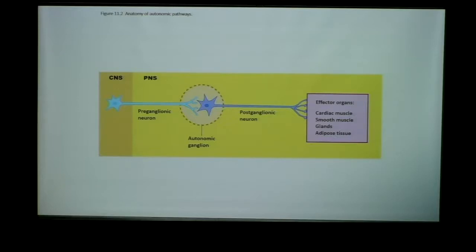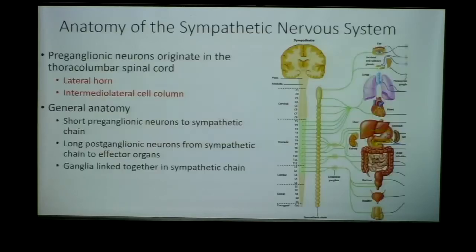Tissue to the CNS is afferent. From the CNS out to this effector tissue is going to be efferent, okay? So make sure you make that note on your slide. So let's begin by looking at the anatomy of the sympathetic nervous system, right?